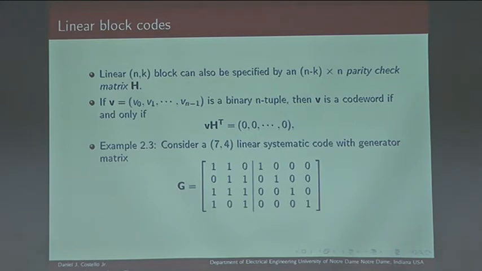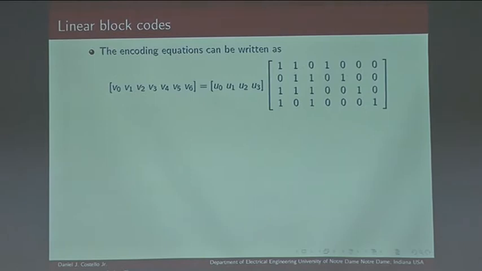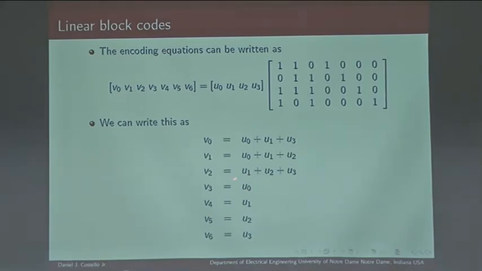So for example, we could consider this. Here's a 7-4 code. We've been working with a 6-3. This is a 7-4 in systematic form, and this is from the generator matrix. Now we can write out the encoding equations just as we've learned how to do this.